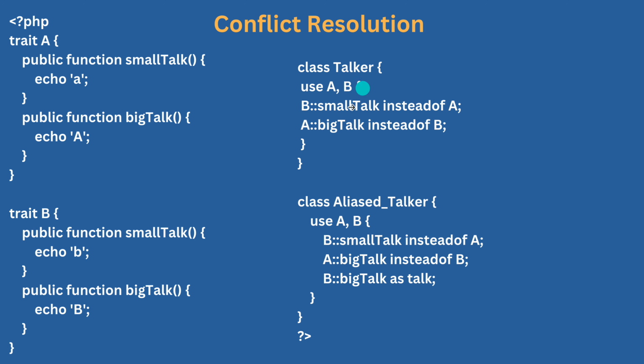Now I'm creating a class and using both the traits. So you see, I have the same method here and here, right? I have the same method. So how to resolve this problem? I need to call both, right?